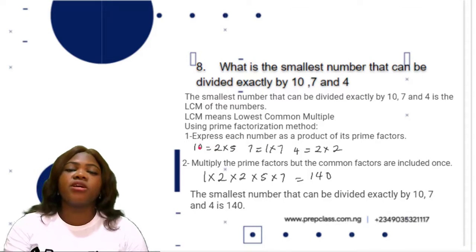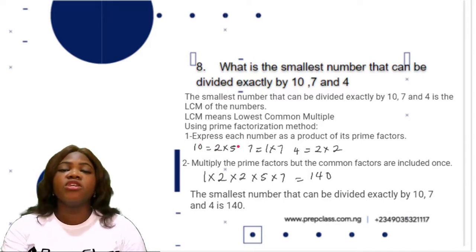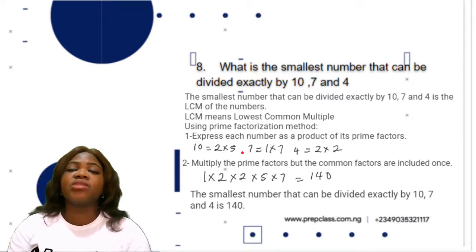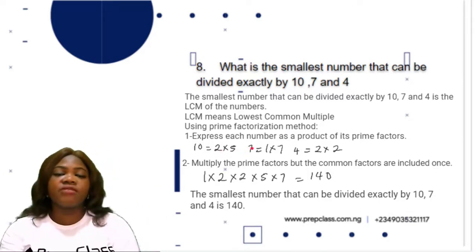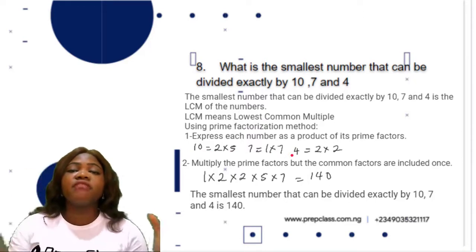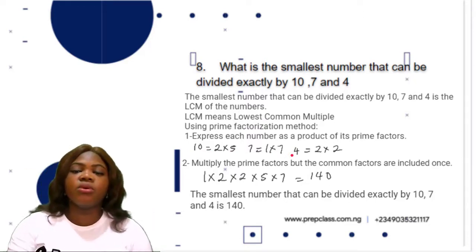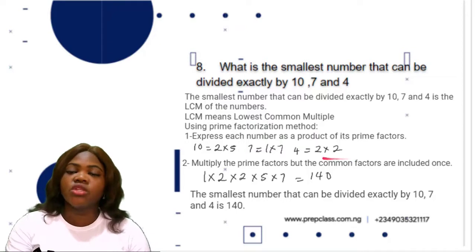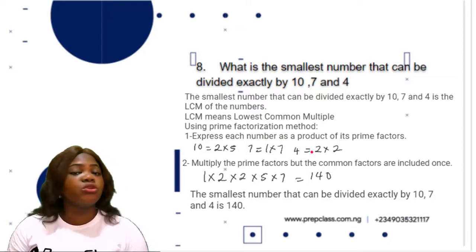The prime factors of 10 are 2 and 5. 2 and 5 are prime numbers. When we multiply them together, we get 10. So 2 times 5 is 10. Then 7 is 1 times 7. This is because 7 is a prime number. So 1 times 7 will give 7. Then the prime factors of 4 are 2 and 2. So that is 2 times 2. 2 times 2 would make up 4.